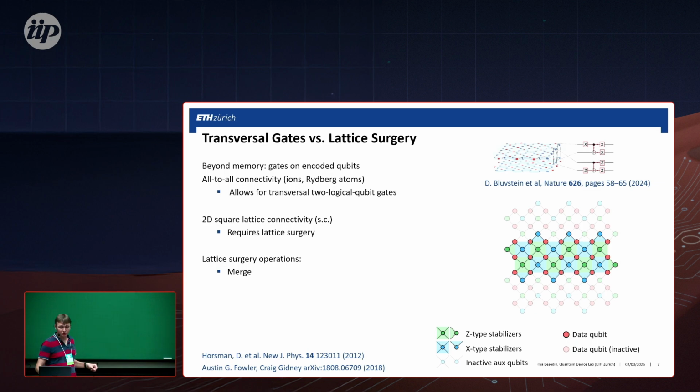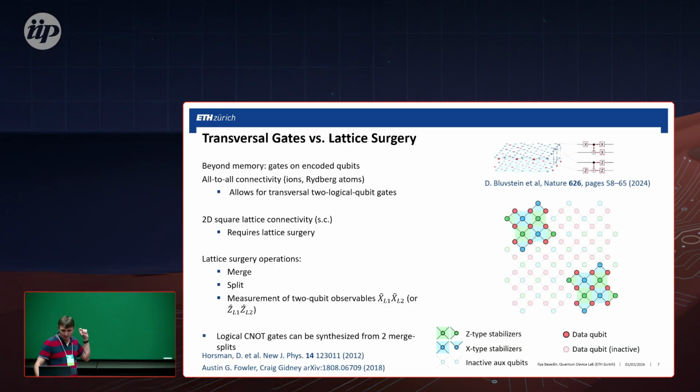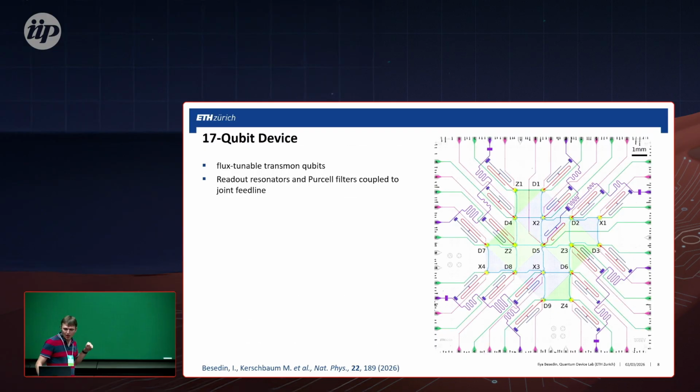Now I have one logical degree of freedom instead of two. I can also split, so I can stop measuring those X-type stabilizers and read out the middle column of data qubits. And when I do this sequence, this results in a measurement of a two-qubit observable, in this case the XX observable. I'll get back to this later. You can also construct CNOT operations from this, as was demonstrated in the lecture, for which you need to extend one qubit, then split it, then merge these two, and contract the one, and that's a CNOT. I won't go into detail why that is; it was covered in the lecture.